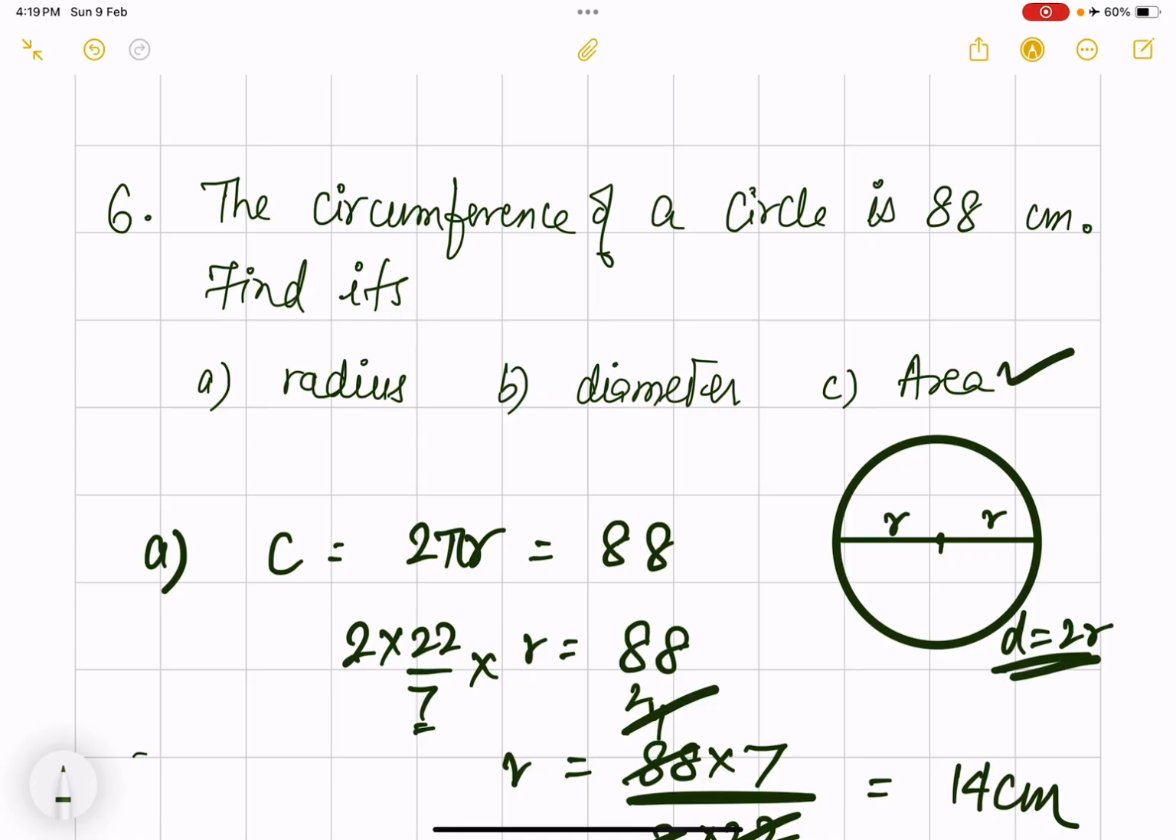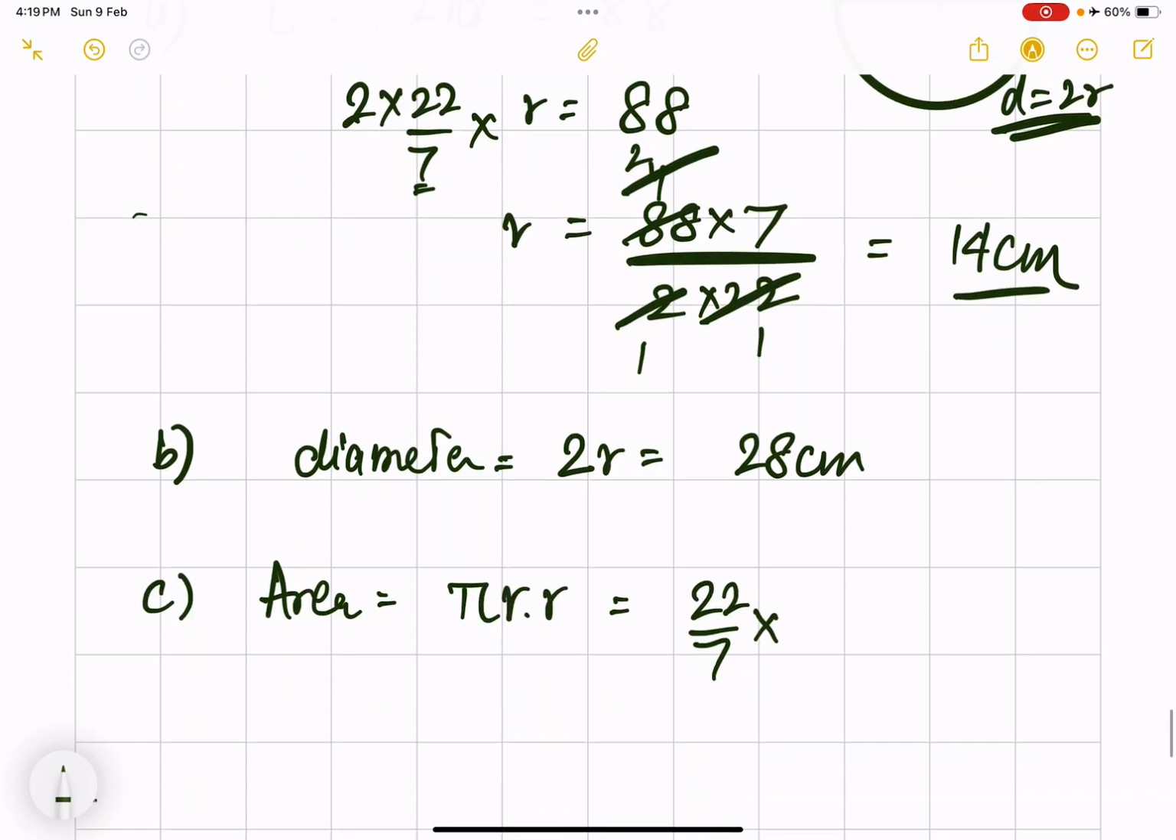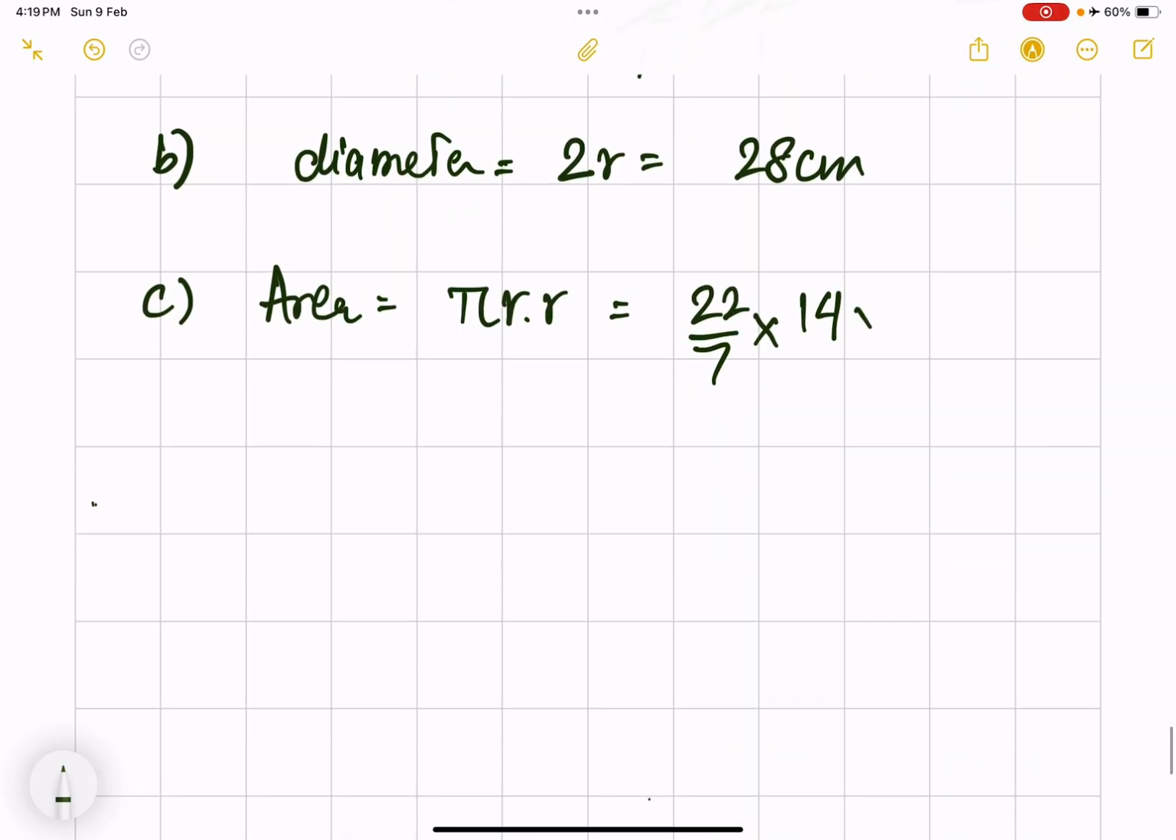The third part is area. Now we know the formula would be pi r square, that's pi r into r. So 22 by 7 into r. What was r? r was 14 centimeter. 14 times 14. 7 twos are 14. Now multiply these numbers. Whatever is the answer will be your area. Don't forget to write centimeter square.